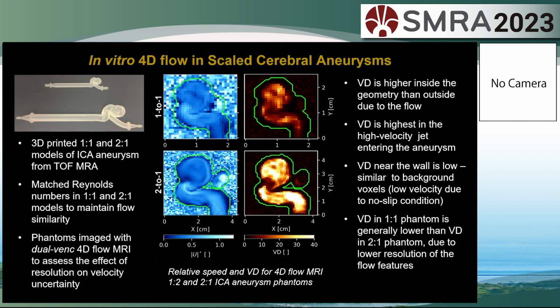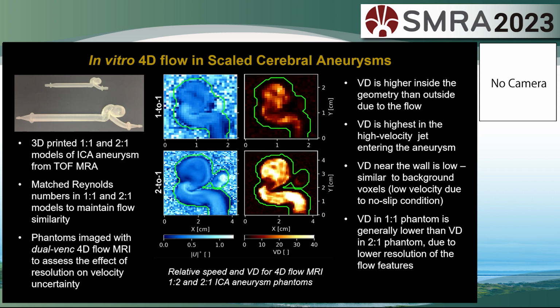So we see the change of the quality of our 4D flow MRI only because of the relative resolution. This image shows velocity distance and measured velocities. Velocities are in blue, velocity distance in orange. You can see that velocity distance is higher when we have higher velocity, so in the jet entering the aneurysm.